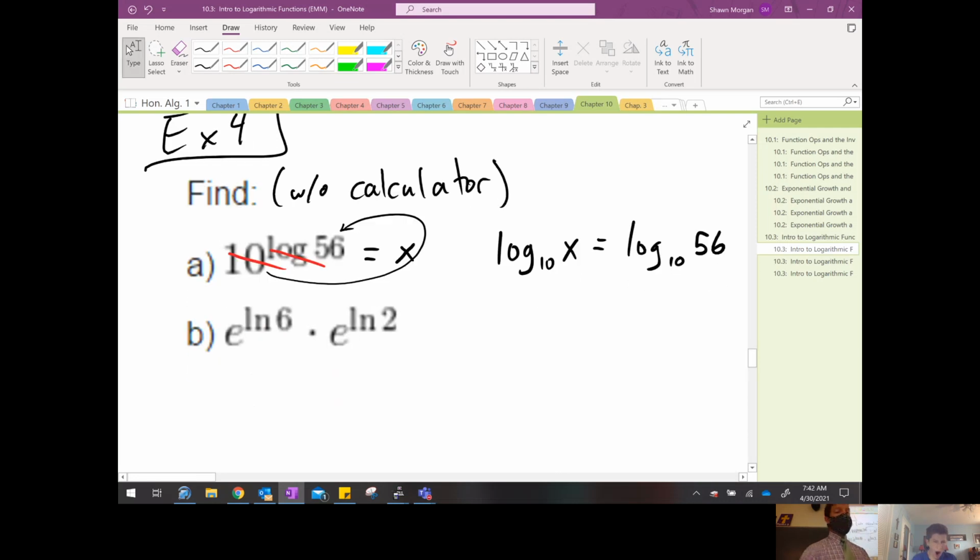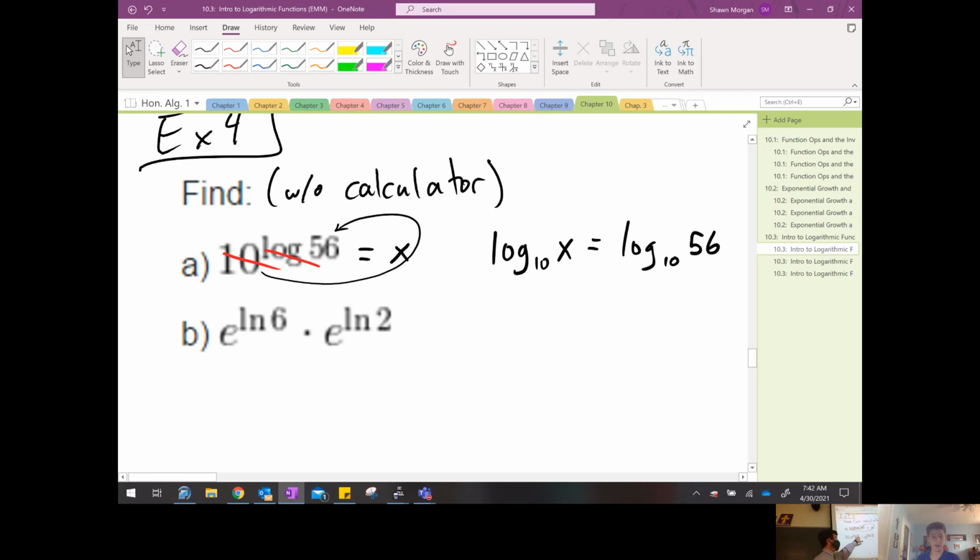Okay, what about part B down here? E to the natural log of 6. What's the understood base of natural log? E. So those two cancel each other out. What does that first factor boil down to? 6. What does the second factor boil down to? 2. So this is just a simple 12. Very, very helpful property, the inverse property of logarithms. It allows us to use logs and exponents as inverse operators.